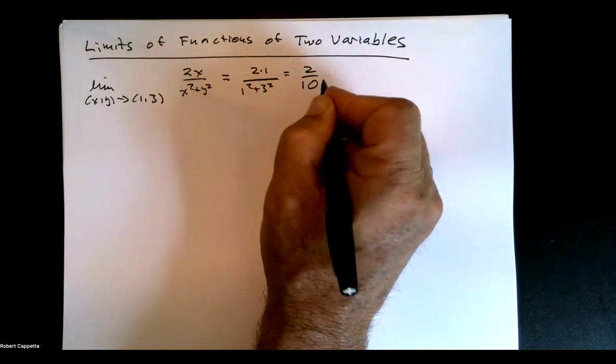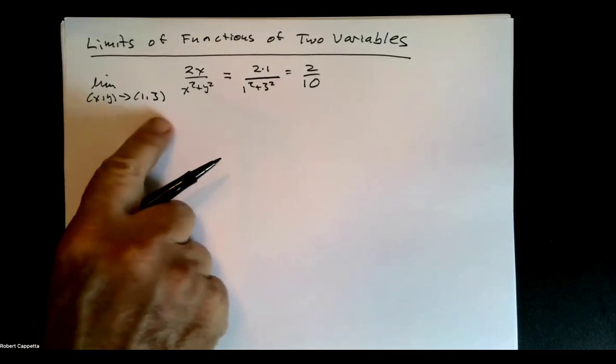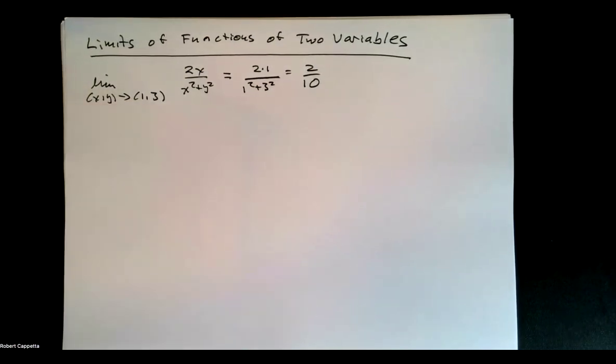What enables you to just plug something into a limit to evaluate it? What's the key idea there? Well, it's that the function is continuous. If a function is continuous, then the value of the limit equals the value of the function, and all you've got to do is plug it in. That's relatively easy. But keep in mind that the real goal is what is happening near the point (1, 3).